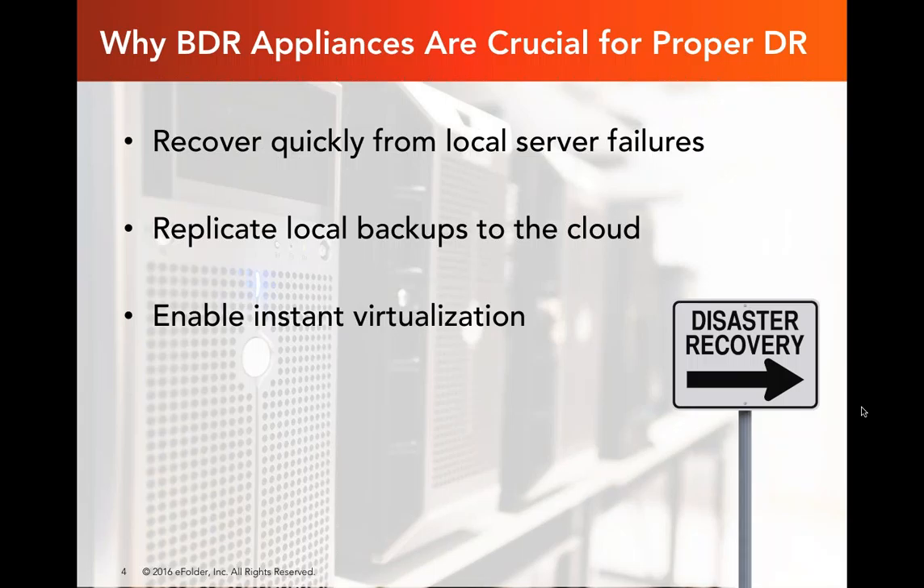The second reason why a BDR appliance is crucial for DR is obviously it's able to replicate local backups to the cloud. So whichever BDR solution you use, you're able to replicate the local backups to the cloud and ensure that you have a second site, off-site backup for all of your clients' critical data. And finally, in the worst case scenario, let's say there's a site-wide emergency, maybe a flood or a fire that destroys the local server and makes you need to do instant virtualization, you're able to do that with a BDR appliance on site. So those are three main reasons why, if you don't already have a BDR appliance as a part of your DR strategy, you really ought to.